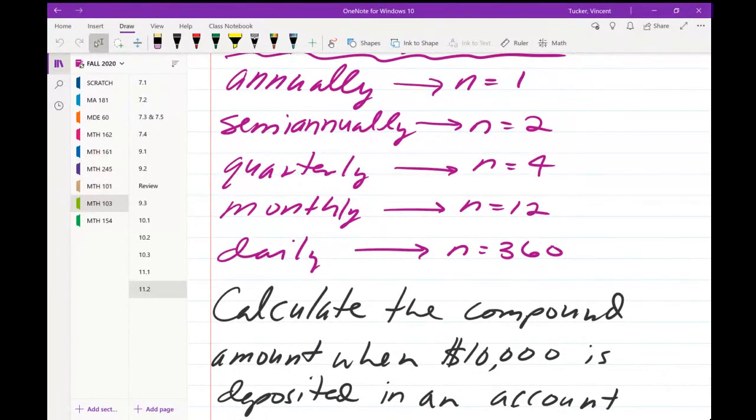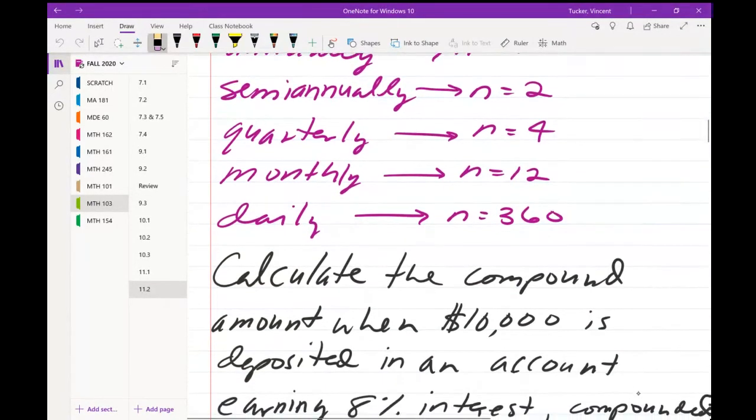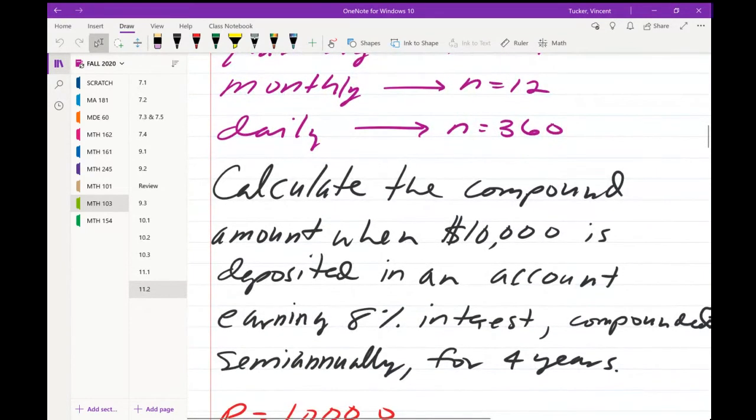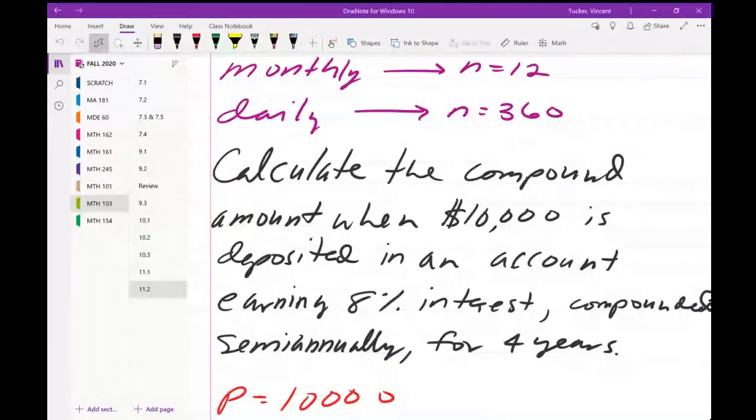All right, any questions on anything before we actually do an exercise? All right, so calculate the compound amount when $10,000 is deposited in an account earning 8% interest, compounded semi-annually for 4 years.